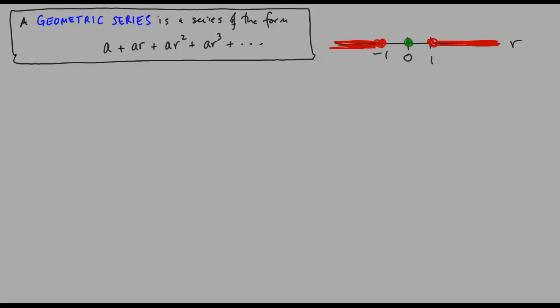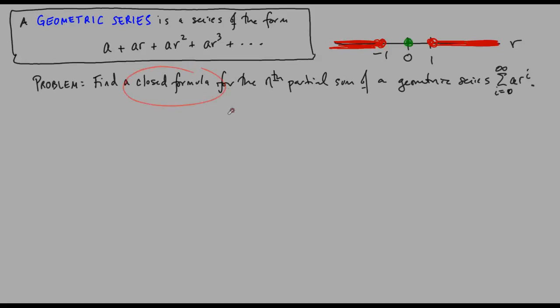One interesting thing about a geometric series is that you can come up with an explicit formula for the nth partial sum by a very clever argument. I think you'll like this one. Let's find a closed formula for the nth partial sum of a geometric series, and here is a general expression for any geometric series. A couple of things I should mention here.